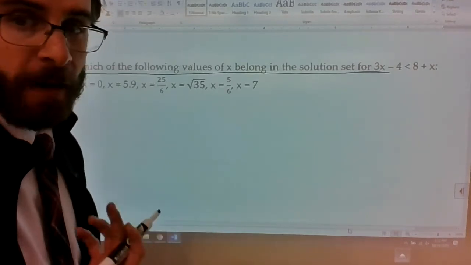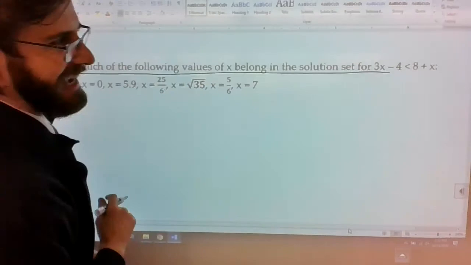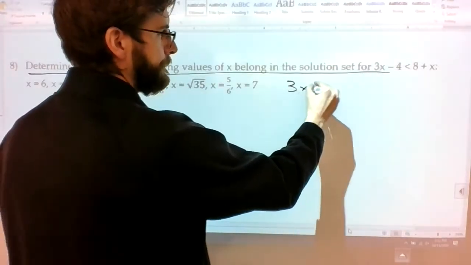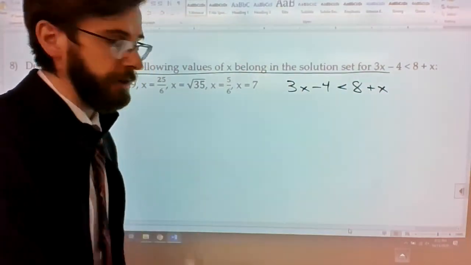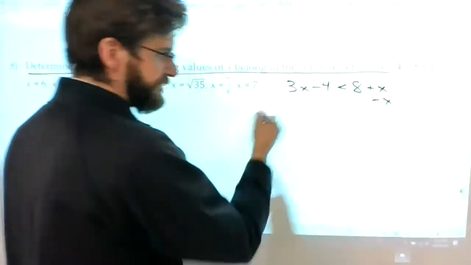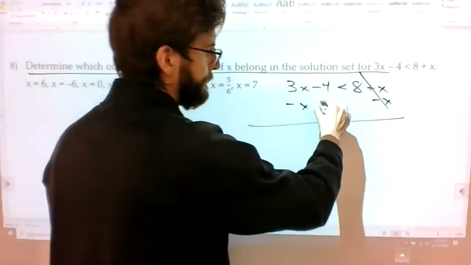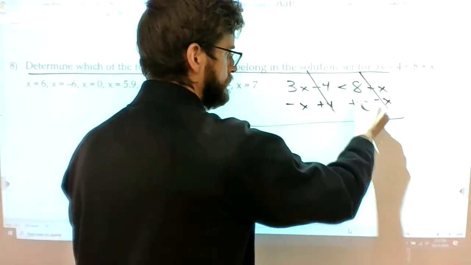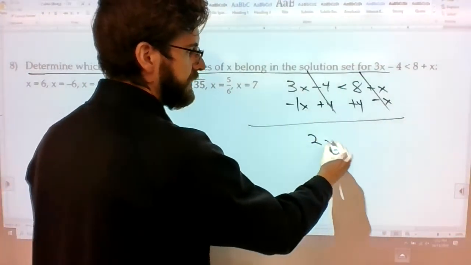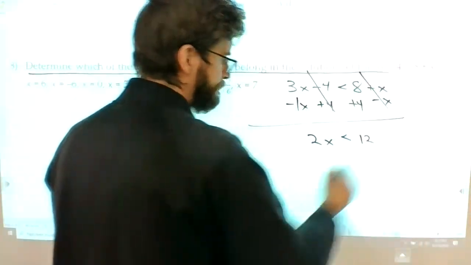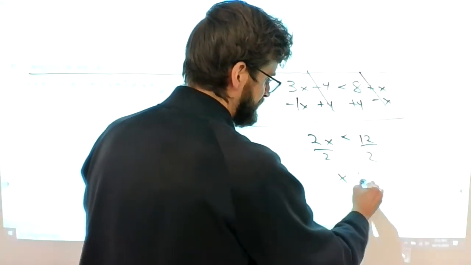I think I want x by itself. So if you see something like this, get x by itself first. Which seems pretty routine right here. X is on the left, constants on the right. So this is 3x minus 1x is less than 12. Divide both sides by 2. X is less than 6.